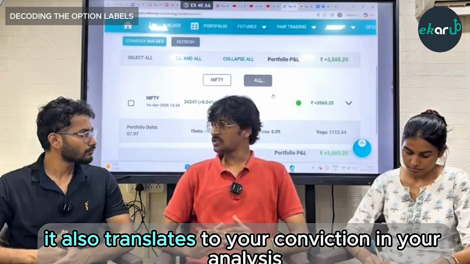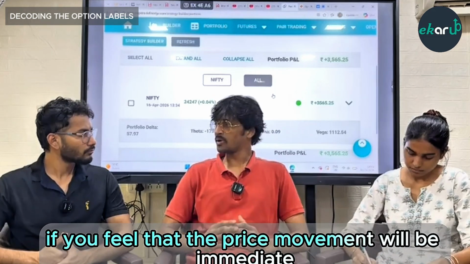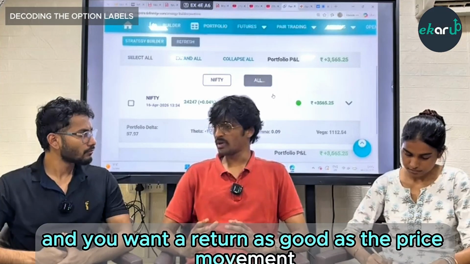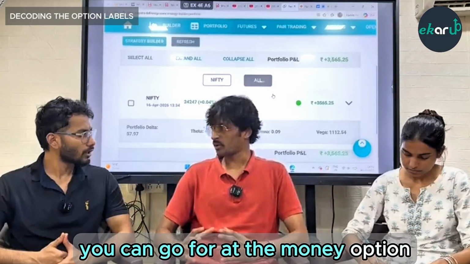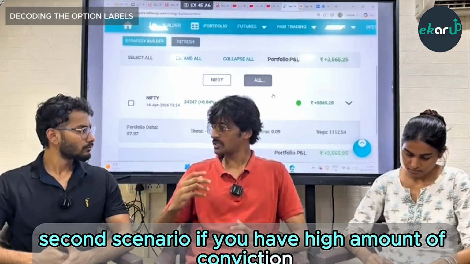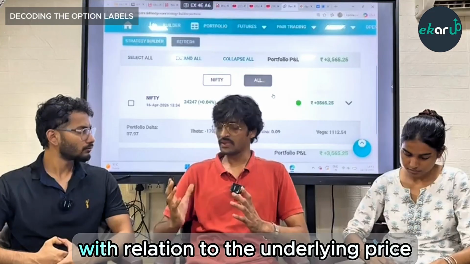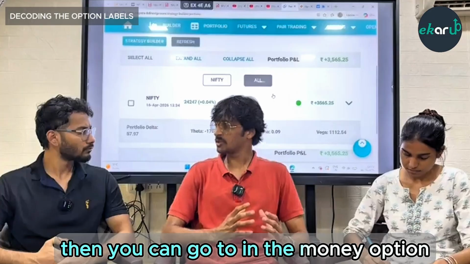It also translates to your conviction in your analysis. If you feel that the price movement will be immediate and you want a return as good as the price movement and also want to pay less premium, you can go for at the money option. Second scenario, if you have a high amount of conviction and also want premium appreciation in relation to the underlying price, then you can go for the in the money option.